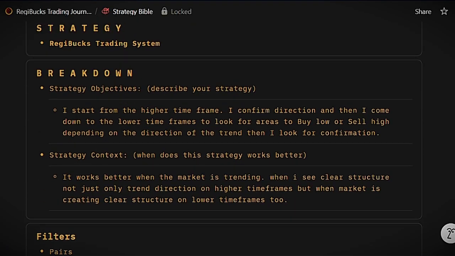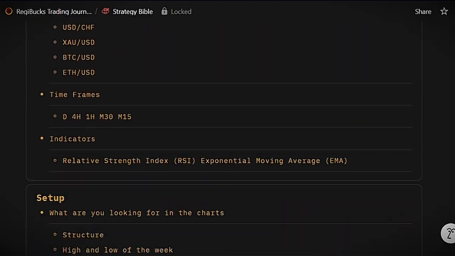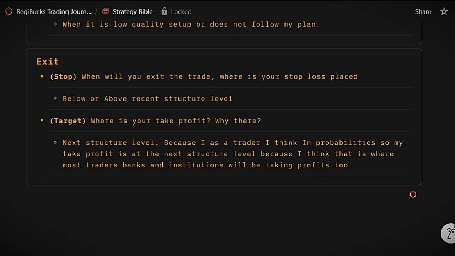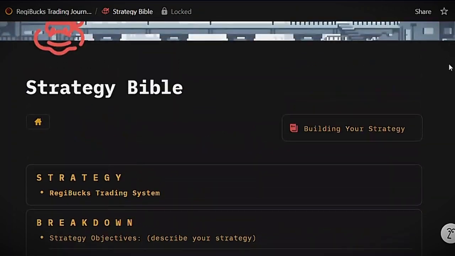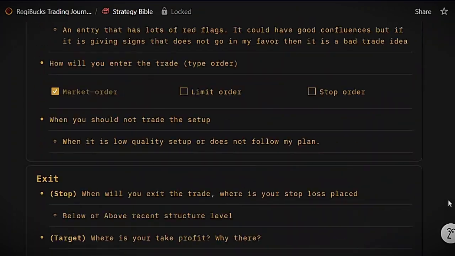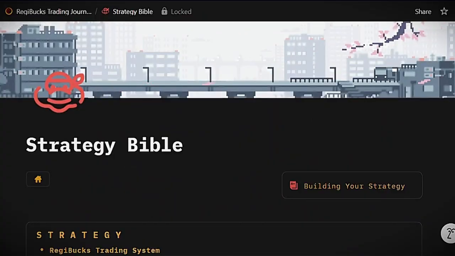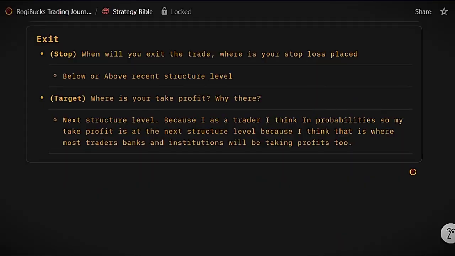You basically write down, all of these questions will be asked to you, and then you write down every single answer to them. If you do not have an answer to any of these questions, it means you are not ready to have a strategy. So you must be able to answer all of these questions before you can start trading in the market.